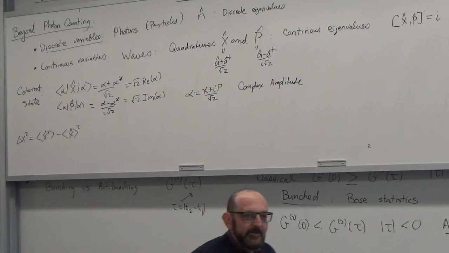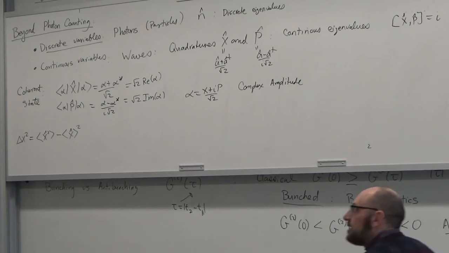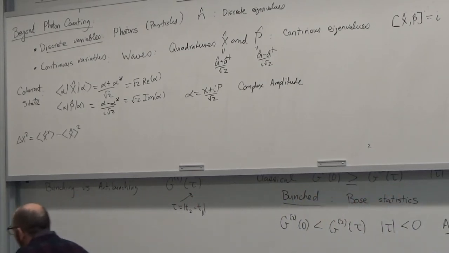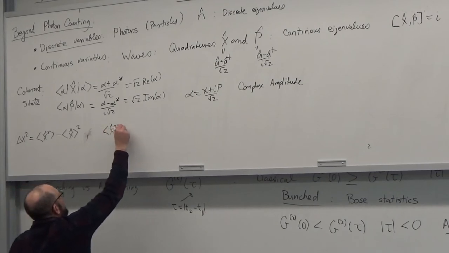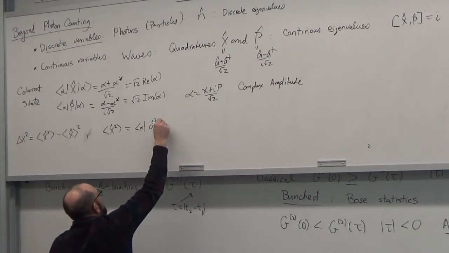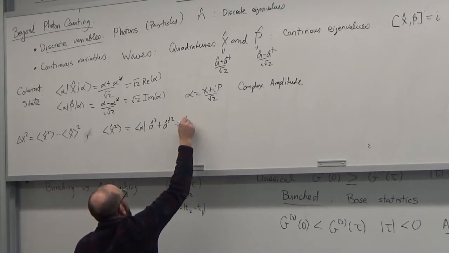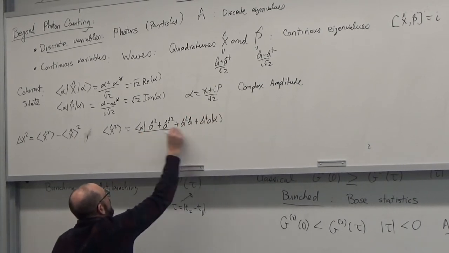Expected value of x squared. Right, in terms of creation and annihilation operators, and then commute them such that they're in normal order. So the expected value of x squared is equal to a squared plus a dagger squared plus a dagger a plus a dagger a, over 2.